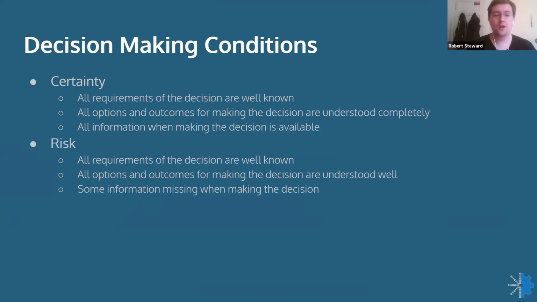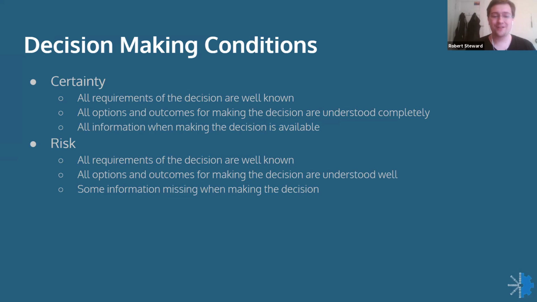But certainty, you know all the requirements that relate to the decision. You know every single option and every possible outcome for the decisions. And you basically have every single bit of information that you need to be able to make that decision. So like I said, that's a programmed decision. You basically know, if I do this, this is exactly what's going to happen, and I know that's the best. That's always a good decision to have to make, because they're pretty easy to make.